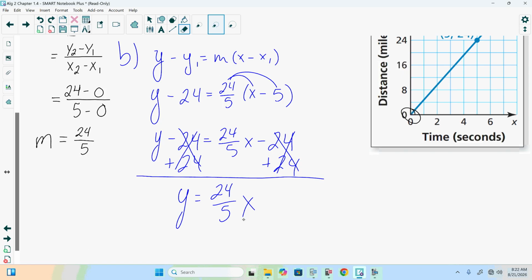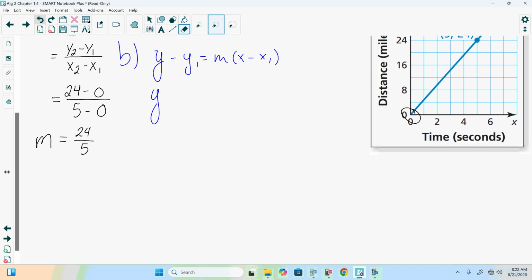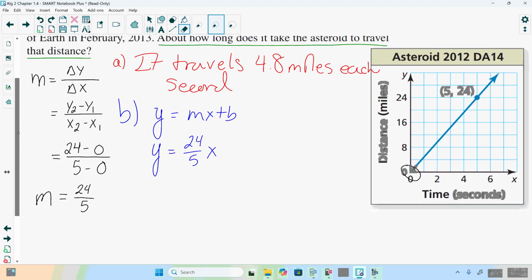We get to the exact same thing. I went through that a little quick, and it's been at least a few years since you've done this here. Questions on any of this so far?